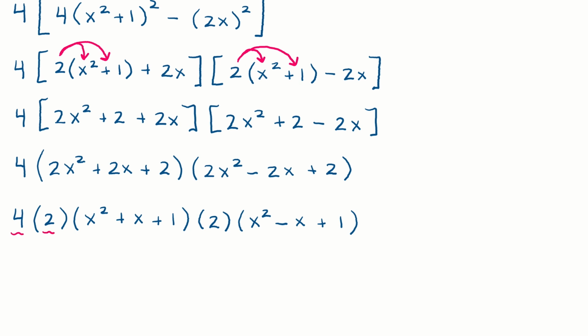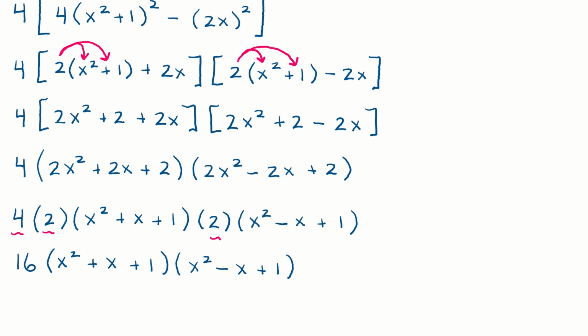The last thing I'm going to do to simplify this is multiply all my numbers together. So I have 4 times 2 times 2, which works out to 16. So this is 16 times (x squared plus x plus 1) times (x squared minus x plus 1). Now we are left with two simple trinomials.